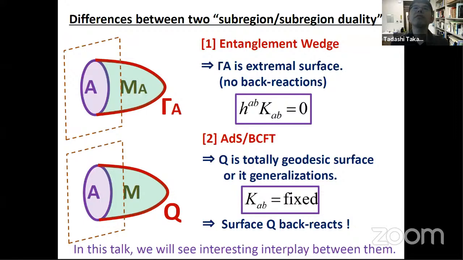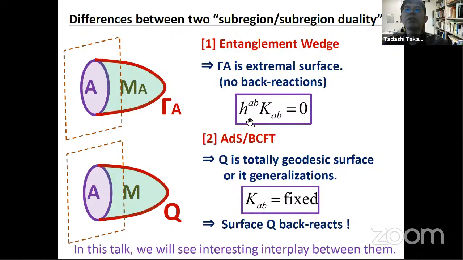Now I'd like to also emphasize the difference between these two sub-region dualities. The first one was the entanglement wedge. The picture is the same, right? It looks very similar, surrounded by a minimal surface, an extremal surface, but the extremal surface is mathematically written this way: the trace part of the extrinsic curvature is 0. But in AdS/BCFT, this Q is a really dynamical brane, the end of the world brane. It has a tension. We can also put tension on this brane, and in that case, this Q back-reacts on the geometry. So in that case, K_ab, the full component of the extrinsic curvature, is fixed. That way, this is so different.